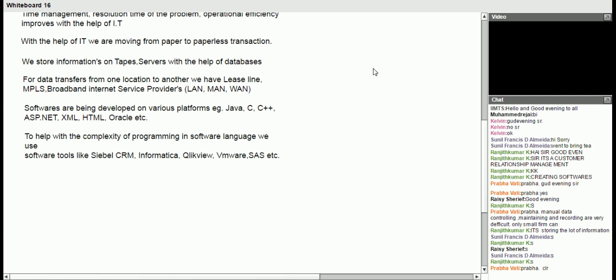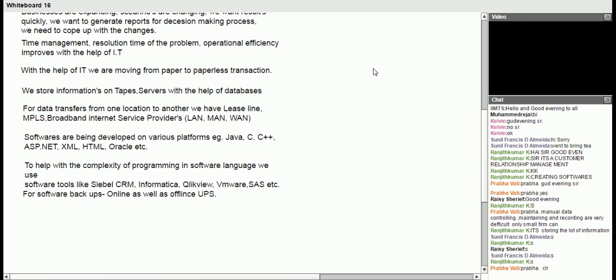For backups, we have online as well as offline UPS. Then we are done with the UPS.